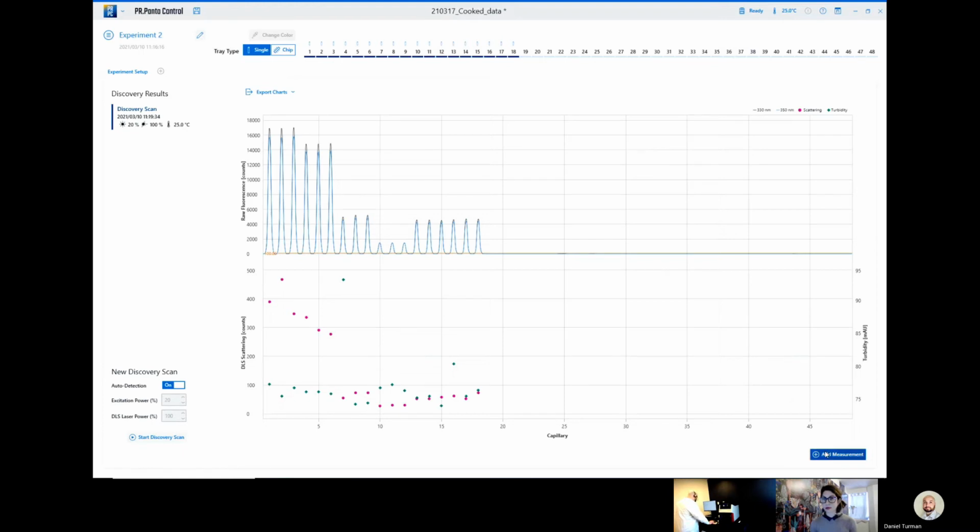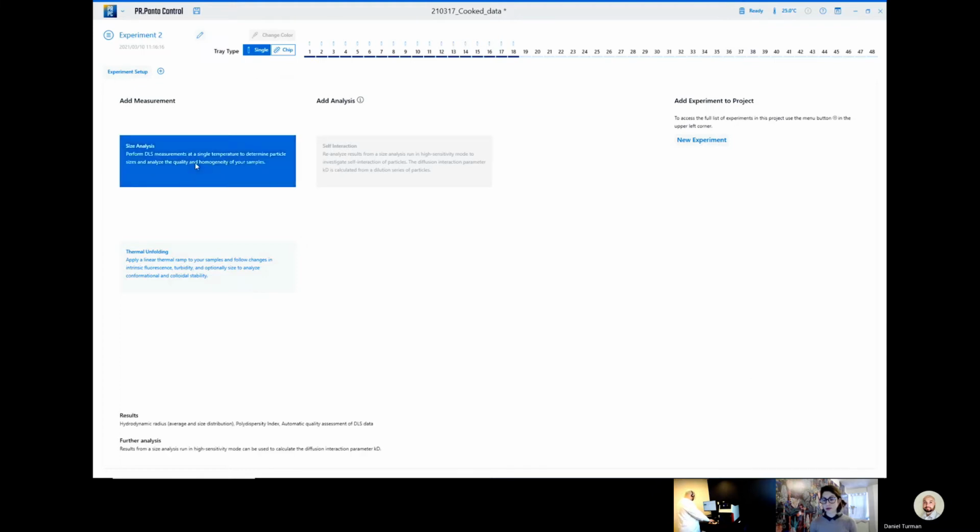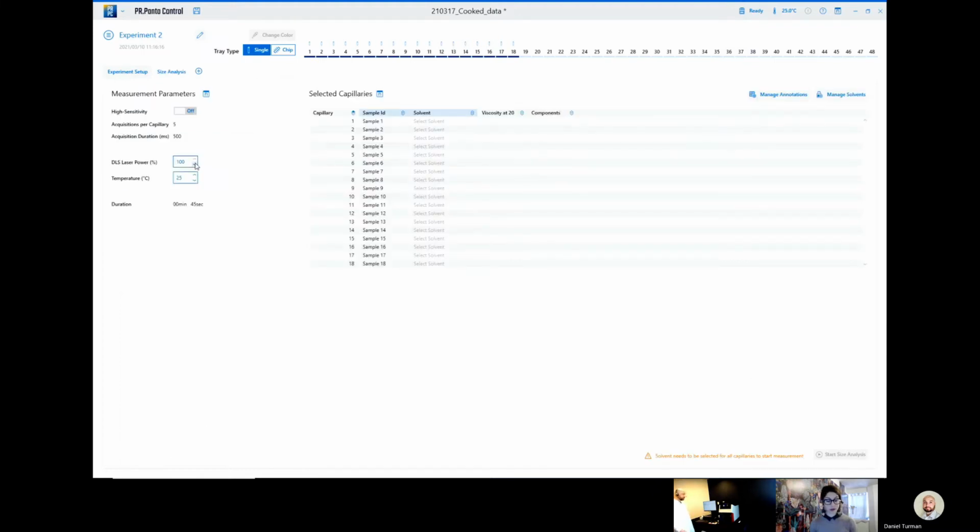Then you can add a measurement. So now we're going to move past the initial phase of making sure we have enough protein in our capillaries to deciding whether we want to do standalone DLS or thermal ramp with DLS. So first, let's do size analysis, standalone DLS, and I want to show you some things in the software that are pretty cool.